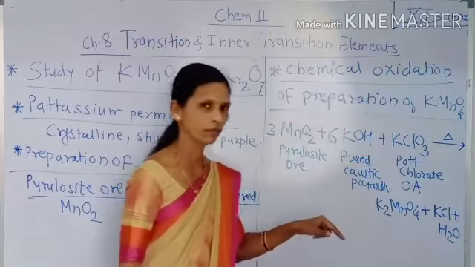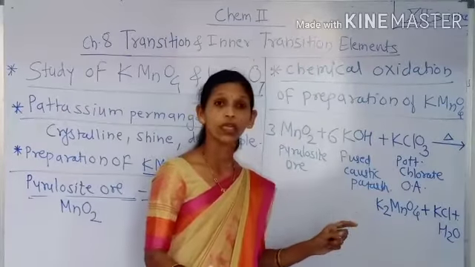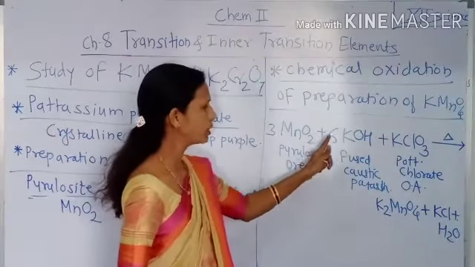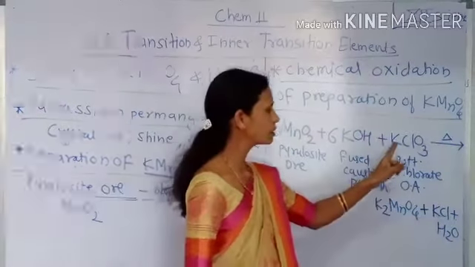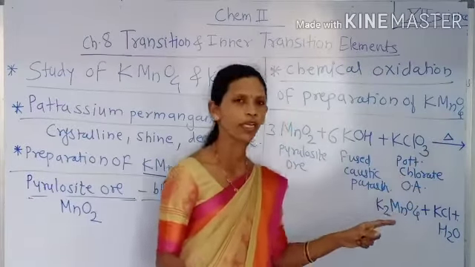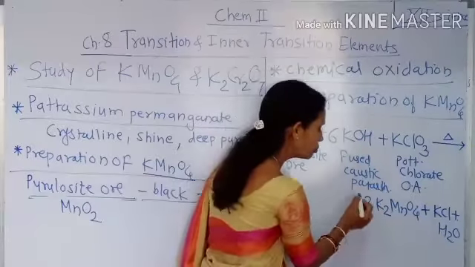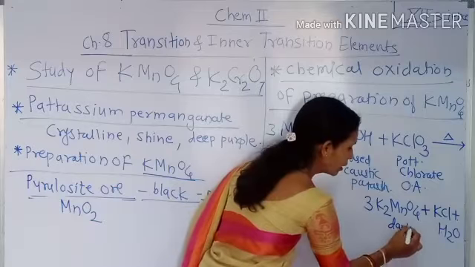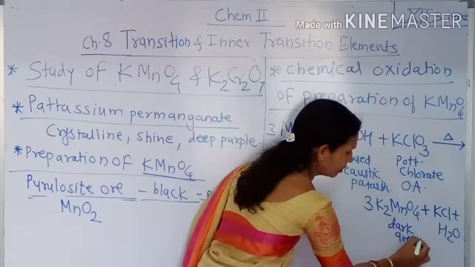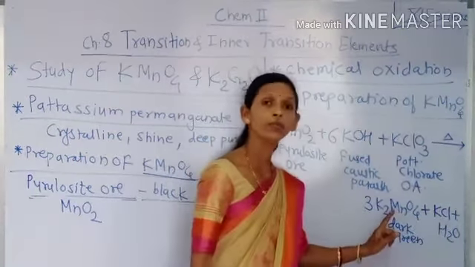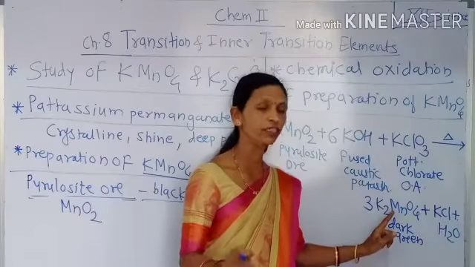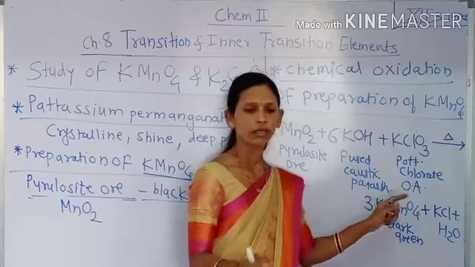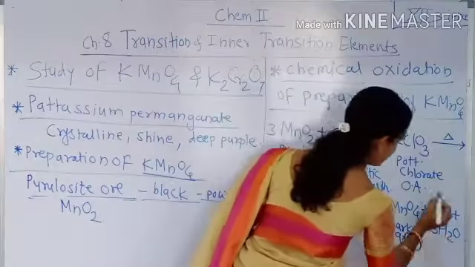Then we write this chemical reaction in balanced form. Thrice MnO2 plus 6 KOH plus KClO3, on heating, gives 3 molecules of K2MnO4, which is dark green in color, that is potassium manganate, not potassium permanganate. In the first step, potassium manganate is obtained with KCl and H2O.